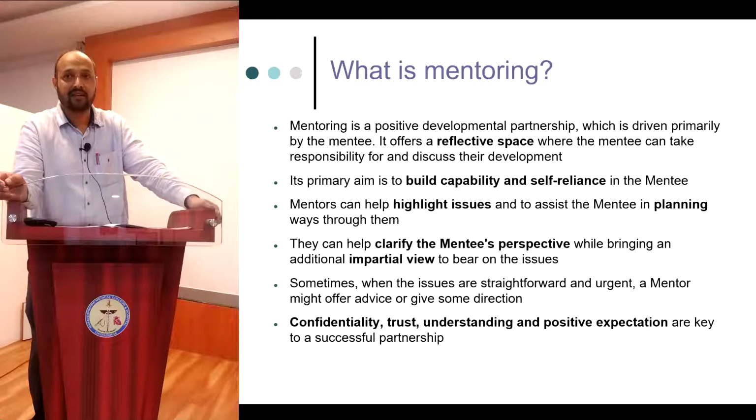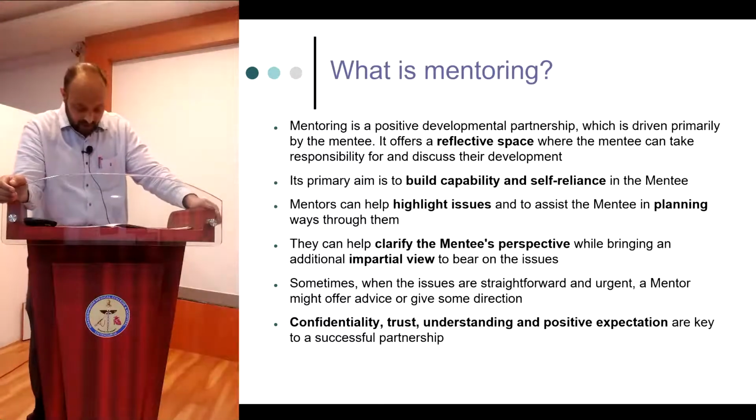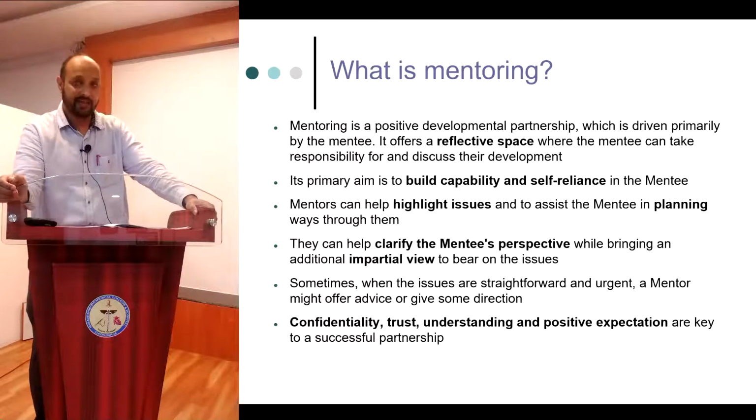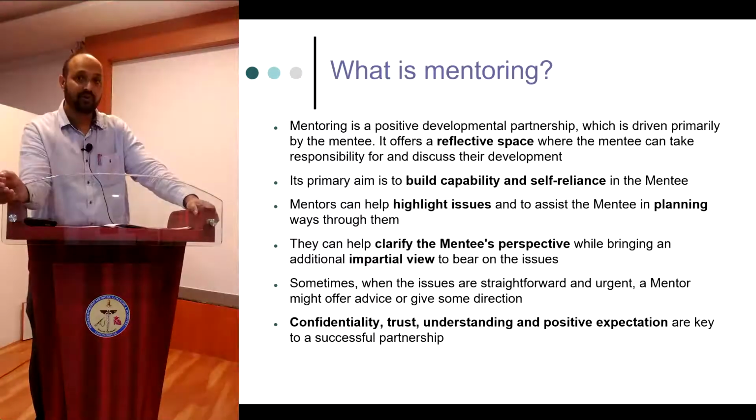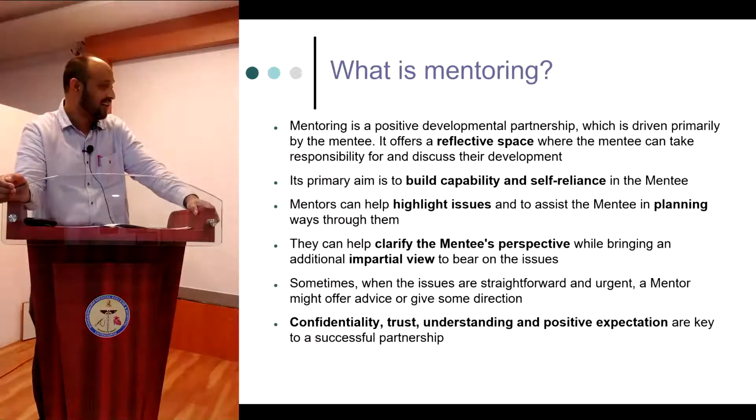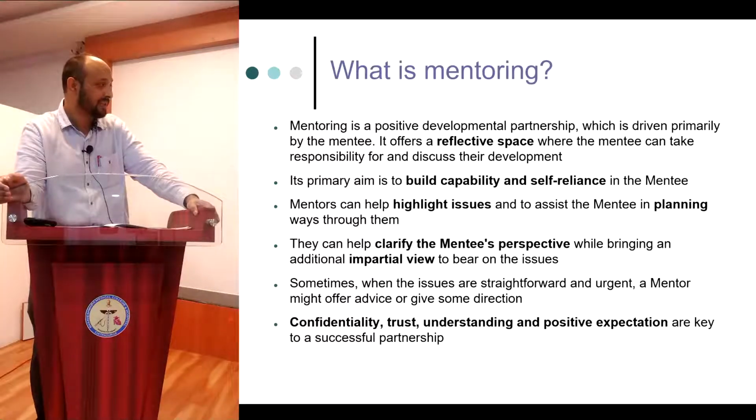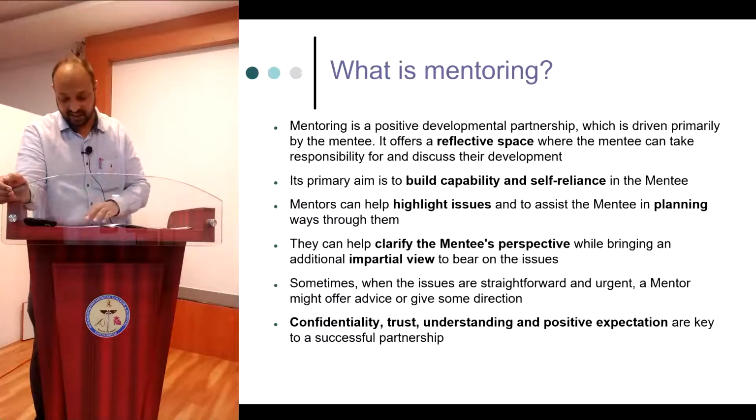We have the last point. Mentor and mentee should keep confidentiality, and positive understanding and positive expectation are key to success in the partnership between mentor and mentee.